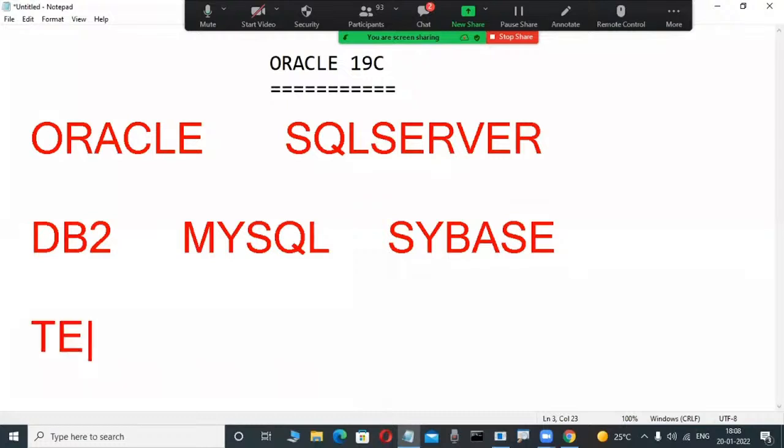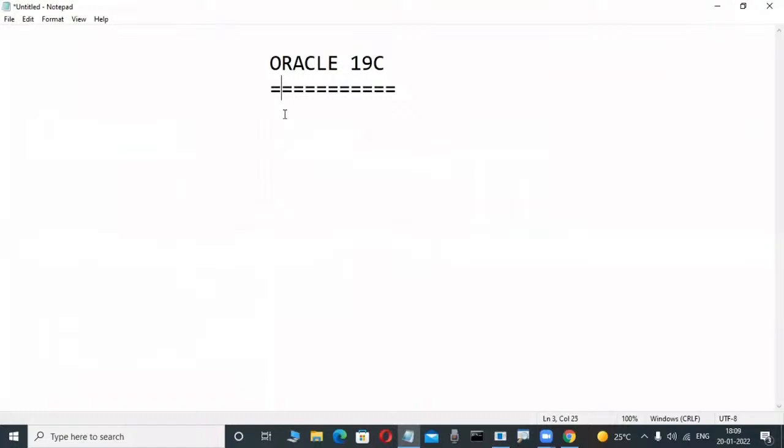Again, Teradata. Maybe many fellows, data warehousing application programmers, have an idea. Teradata is a database product from NCR Corporation. SQLite is a database product. Like this, so many database products are there from different companies. That's why Oracle is always one of the popular database products.